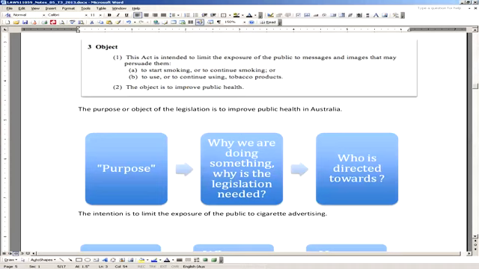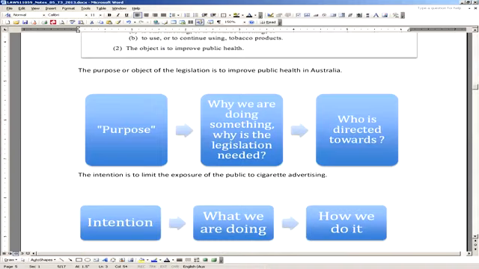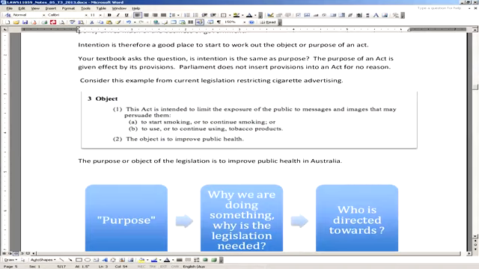The textbook writers talk about purpose, and they say, why are we doing something? That will help us to define the purpose and who it is directed towards. Obviously, the example here was cigarette advertising. To stop people from smoking, or from continuing to smoke, or from starting smoking, is the overarching object. So an intention that meets that object will be the intention that is favoured.